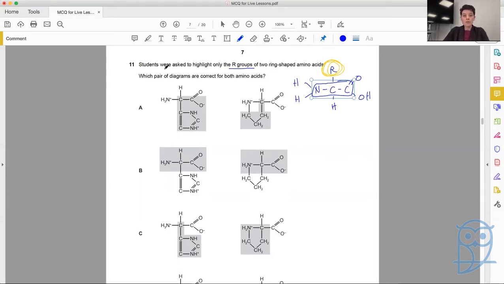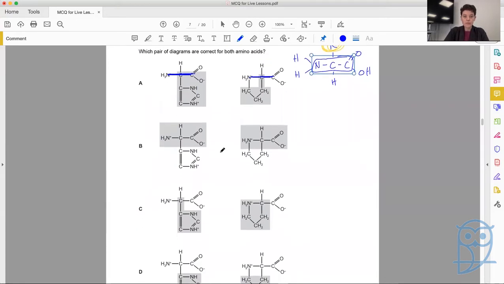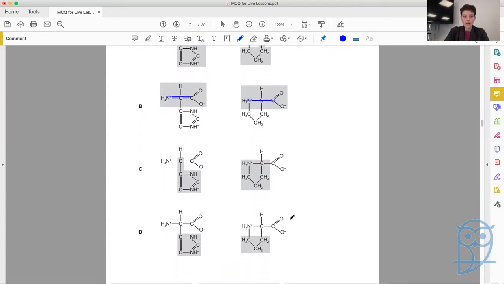So what do we want to do? We want to look at these and say, where do we find our NCC? So here in A, here's our C double bond O, C, N. So there's our NCC, and here it is here. Both of these are wrong because we have shading on that backbone. We look at the next option. There's our backbone and there's our backbone. So again, they're wrong. The next option, there's our backbone and there's our backbone.